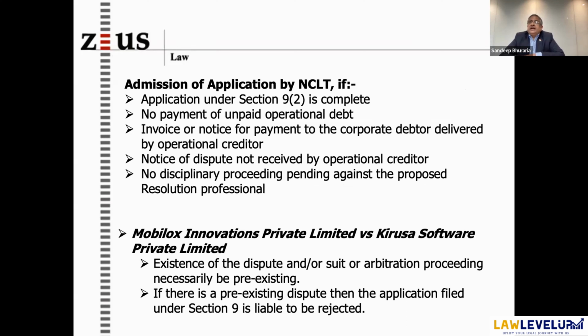Now, the adjudicating authority, as I had said in section 9, subsection 2, which I read earlier: if the application is complete, there is no payment of any operational debt, and there is no proof of any payment of operational debt, the invoices against which the goods and services have been provided are on record, notice for payment of the corporate debt was delivered by the operational creditor, notice of dispute was not received, and there are no disciplinary proceedings against the proposed resolution professional, then ordinarily the adjudicating authority will admit such petition and initiate CIRP proceedings against the corporate debtor.